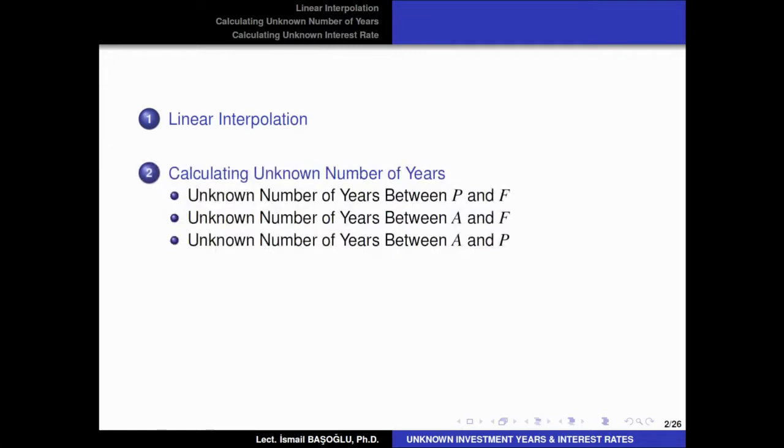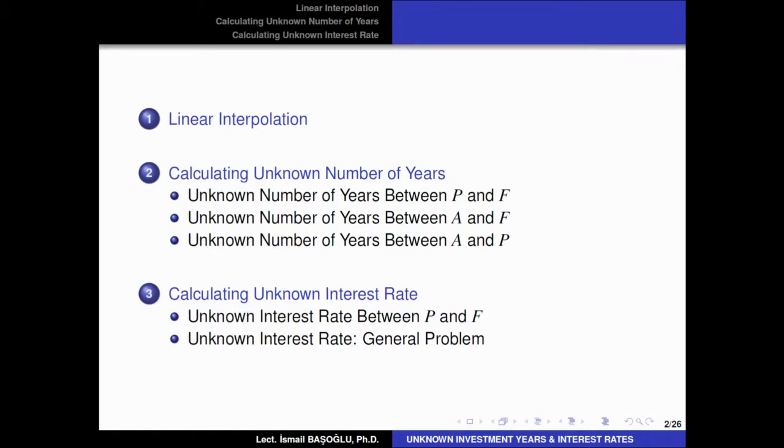And then we are going to first focus on the unknown number of years problem. So we are going to study over different types of cash flows, for example, where we only have a principal and a future value, or where we have a uniform series and a future value, or where we have a uniform series and principal value. And we are going to determine the necessary number of years that creates the equivalence between these cash flows.